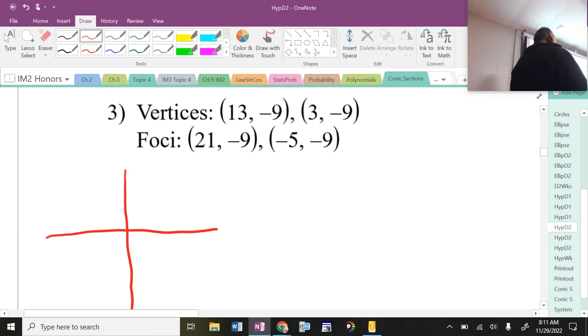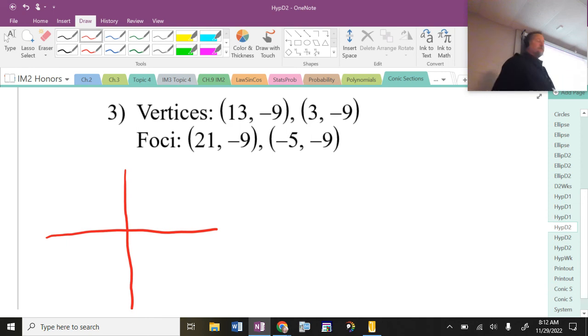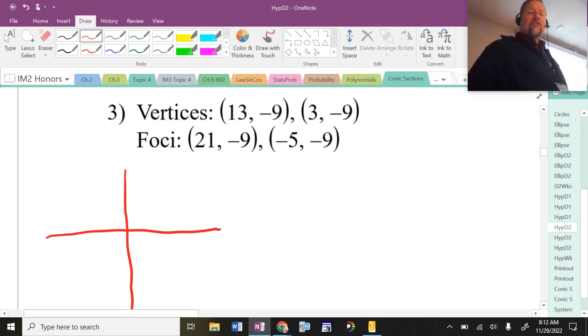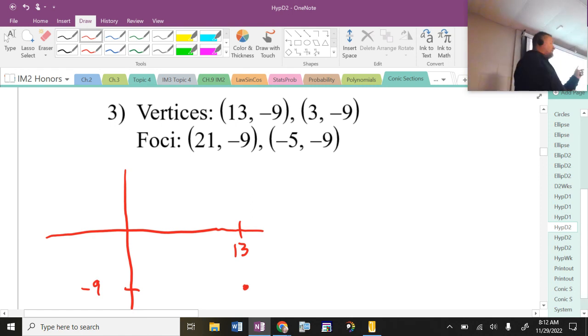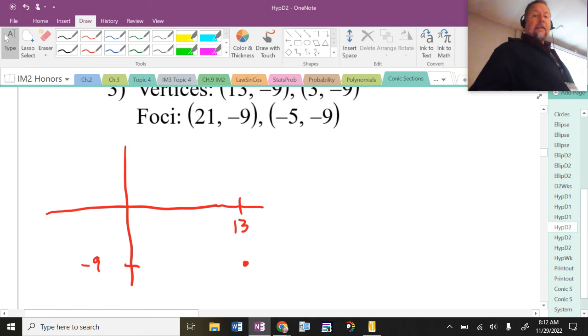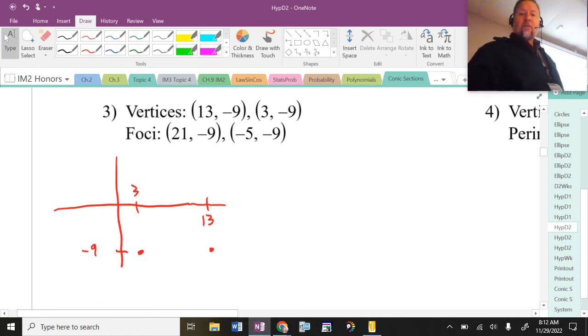Okay. 13 comma -9 and 3 comma -9. I don't need all the tick marks. All I need is spatially, where are these in comparison to each other? So here's 13. Let's say that's approximately -9. And that's a vertex. And then 3 comma -9. And that's a vertex.